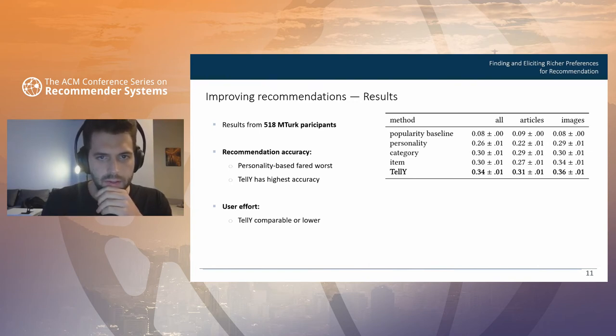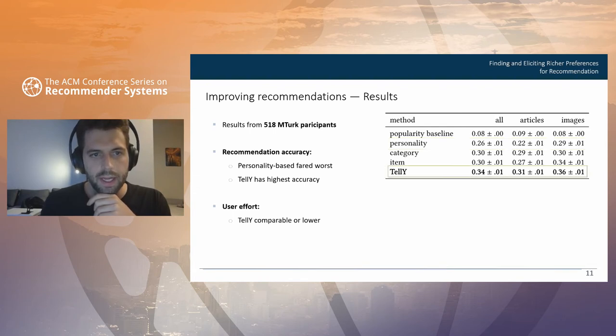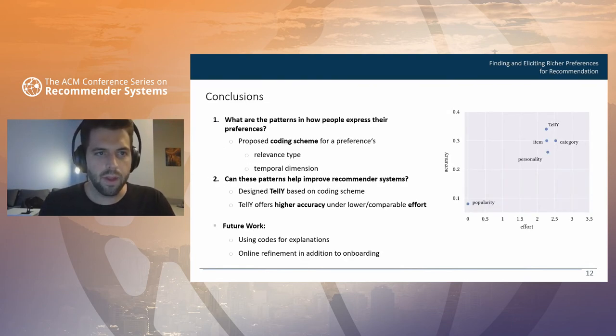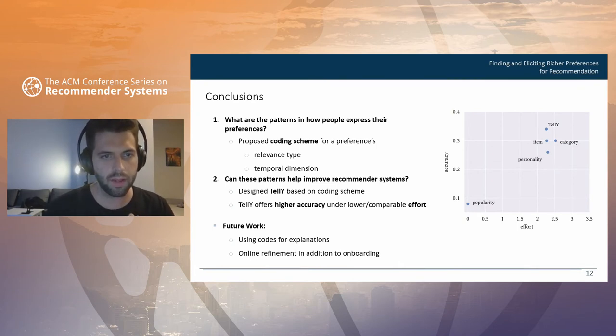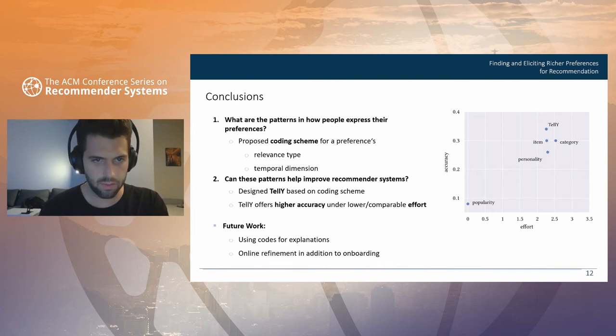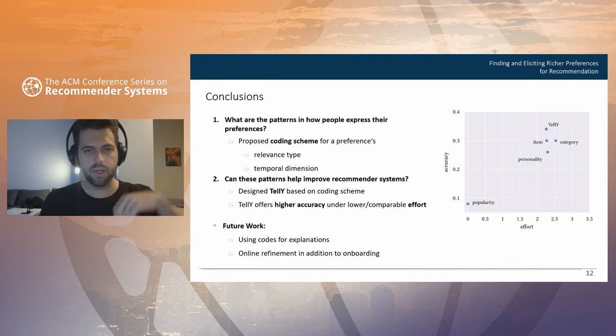And so on the right are the results. We see that the personality-based questionnaire onboarding performed worse, so it is not to be recommended. And then Tell Why had the highest accuracy, and even though not shown here, we also found that it has comparable or lower user effort. So to summarize, what are the patterns in how people express their preferences? Well, we propose a coding scheme for a preference's relevance type and temporal dimension that helps you think about how to support people. And the second question was, how can we use these patterns to improve recommender systems? We show that you can use them to design a better onboarding questionnaire, with demonstrated higher accuracy under lower or comparable effort. On the right is the trade-off spectrum of effort and accuracy, and you can see that Tell Why falls on the Pareto front.